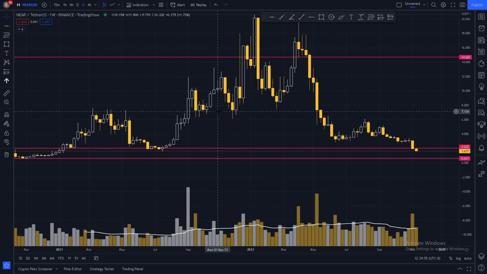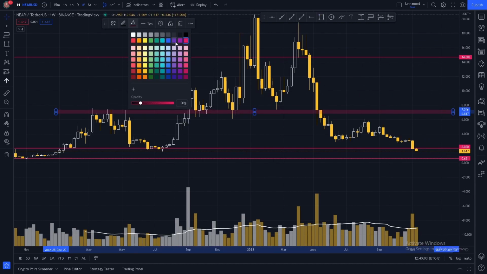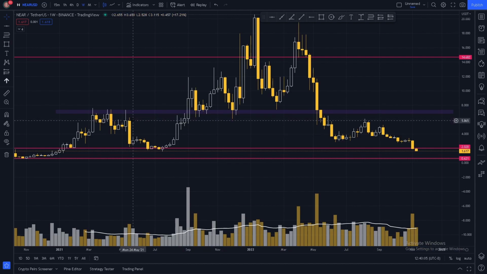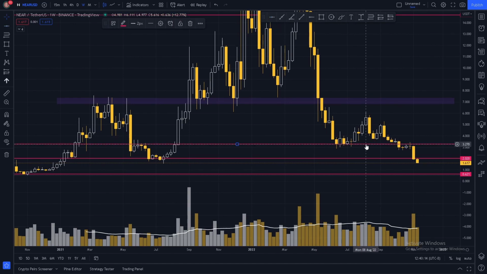Now here on the weekly, what do we notice? We see a key level right here with multiple reactions acting as resistance and support. So we can also notice a key level right here where price acted as support, resistance, acted as support before price broke right through.